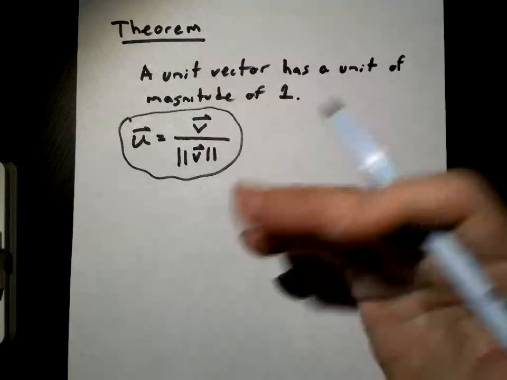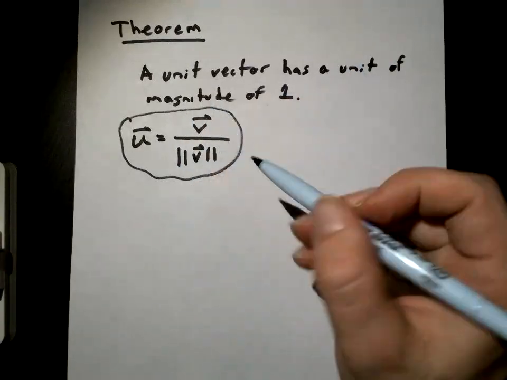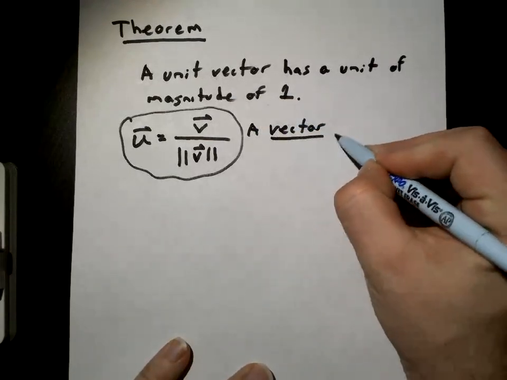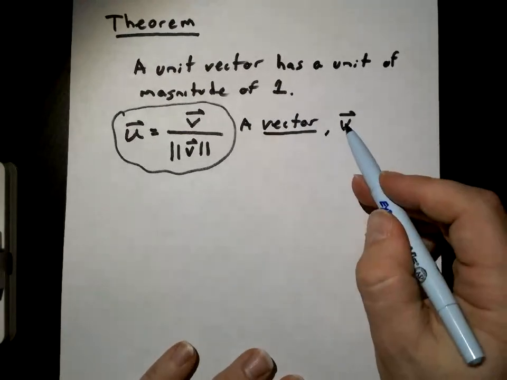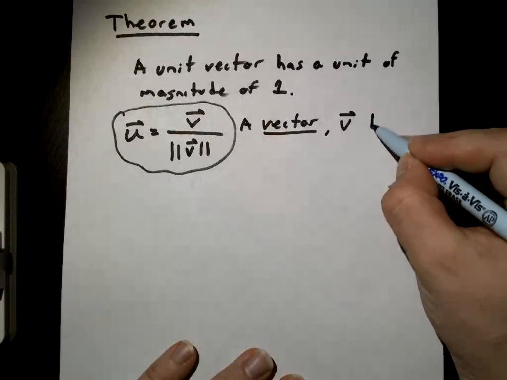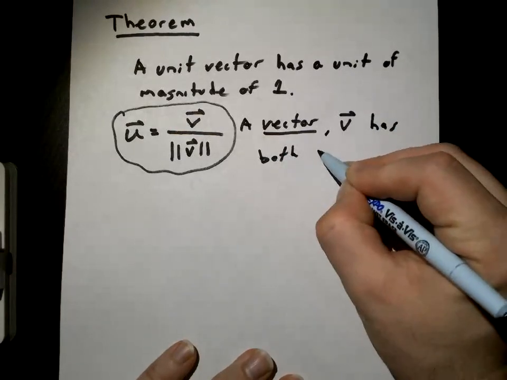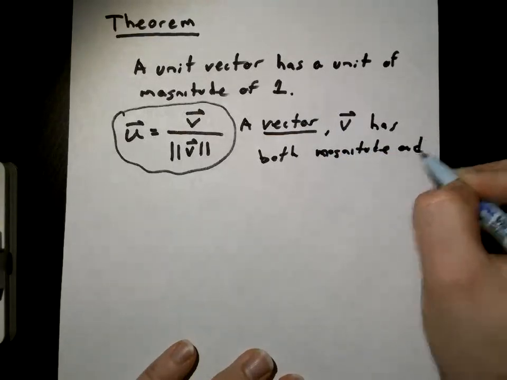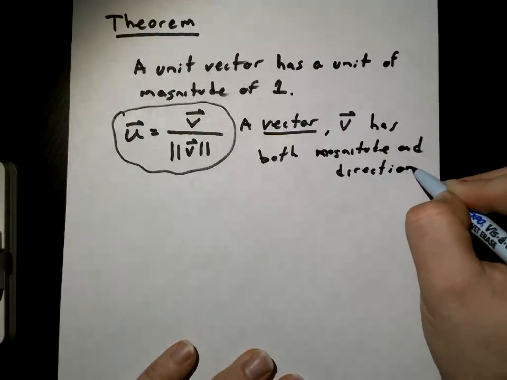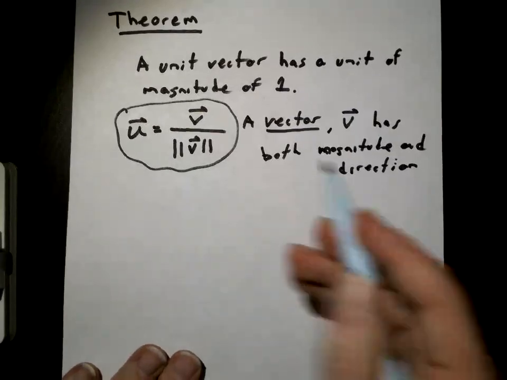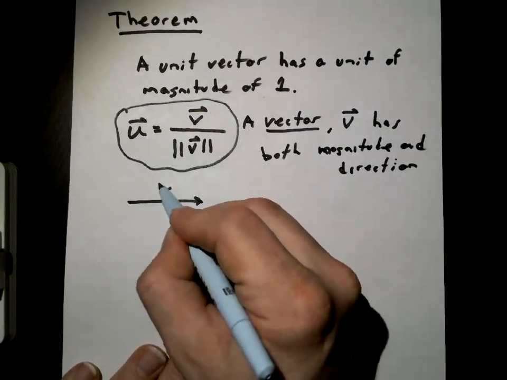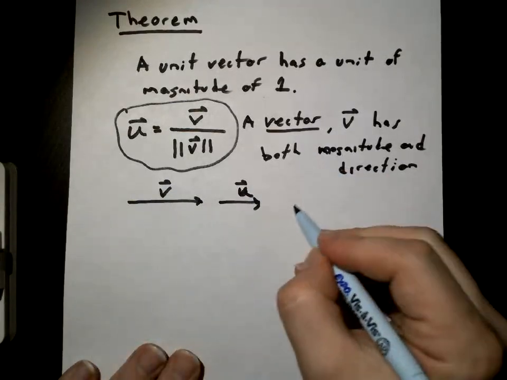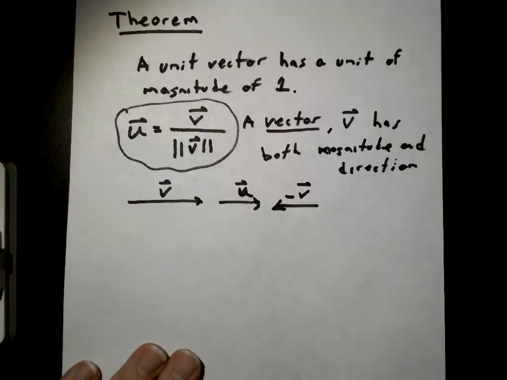So here's what I want to look at. Just to clarify a little bit, a vector has a little arrow above it. A vector has both magnitude and direction. We can have a vector like this, which is like a V. We can have a shorter vector, which you can call U if you really wanted to. And then you can also have vectors that go backwards.